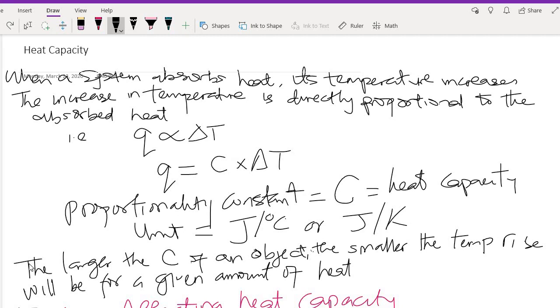Hello everyone. Today I will be talking about heat capacity.